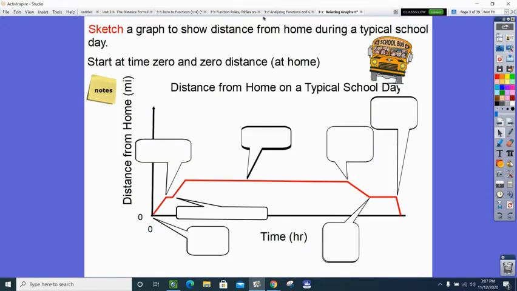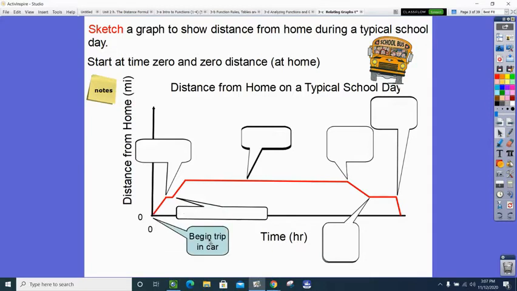So here is a totally different story, and we're going to sketch a graph to show the distance from home during a typical school day. So here, let's say, is somebody's graph. Notice the title is distance from home on a typical school day. We still have time in hours. We still have distance from home in miles. So we're going to start the time at 0, and we're going to talk about what this story says about a student's particular trip to school.